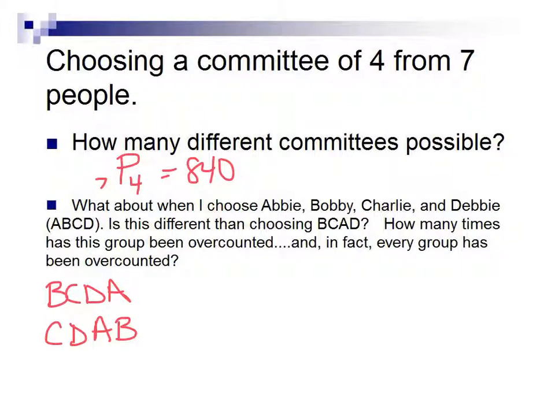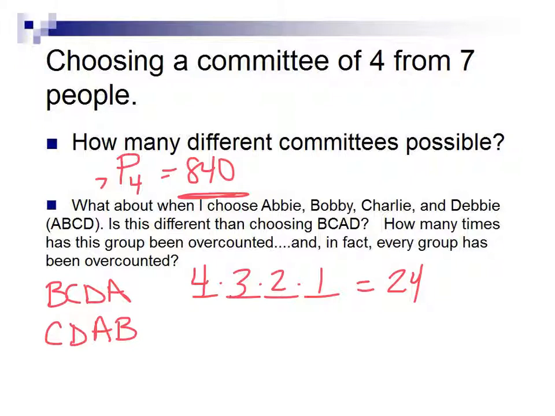So the question is, how many times did this group of Abby, Bobby, Charlie, Debbie get counted in this 840? Well, if you've got 4 people that you're choosing, strictly from ABCD, I'd have 4 options for the first spot, Abby or Bobby or Charlie or Debbie, and then 3 for the next, and 2 for the next, and 1 for the next. And so this one group of ABCD got counted 24 times.